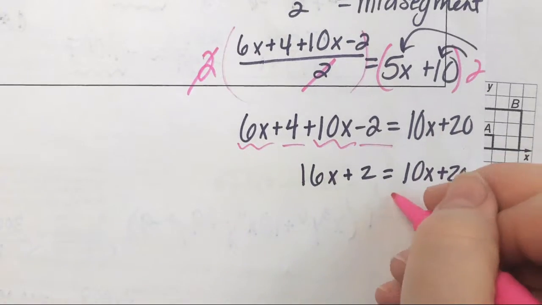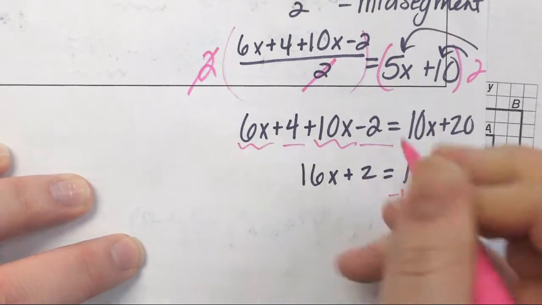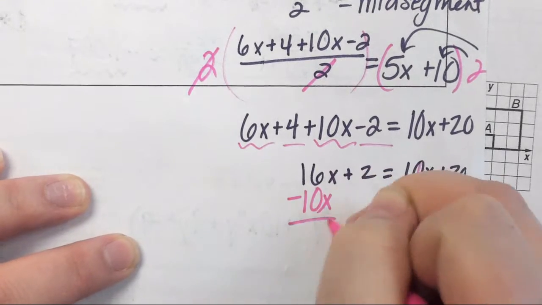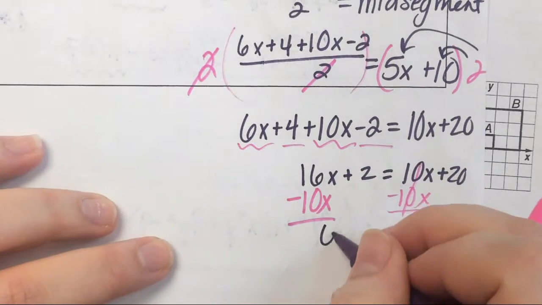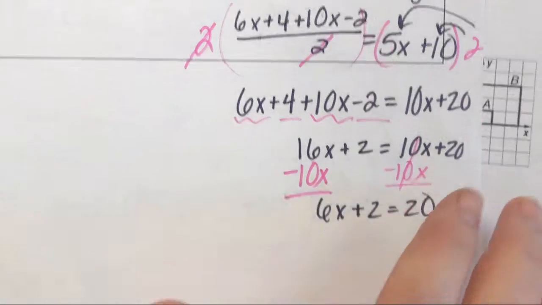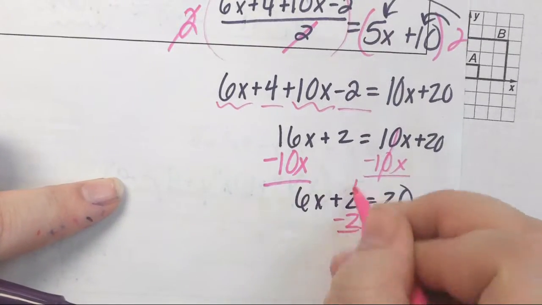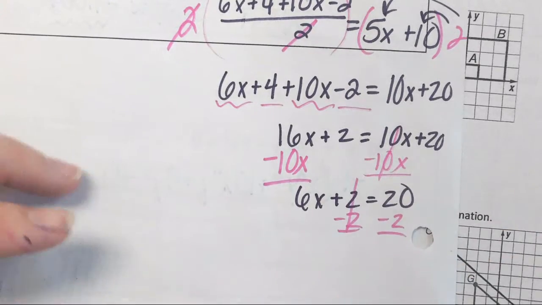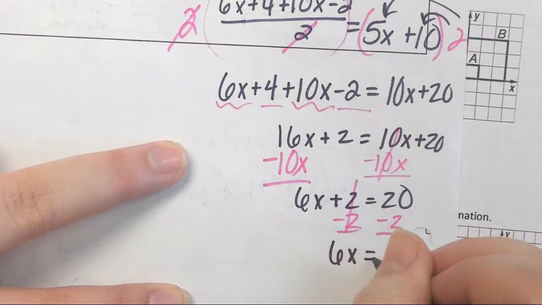If I subtract 10x, I have 6x plus 2 equals 20. Minus 2, I end up getting 6x equals 18. So what's my final answer? X equals 3. Yay. Awesome.